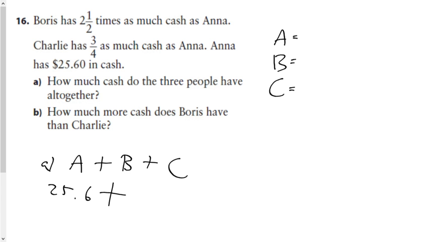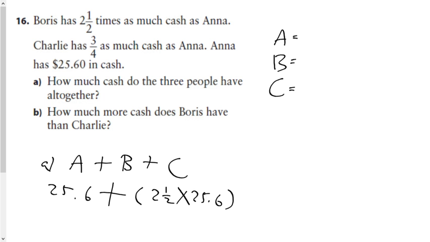What is an expression, and I'll put it in brackets here, that we can make to represent how much money Boris has? What can we use for this? Yeah, right. 2.5 times as much as, or of, Anna's, which is 25.60. Does everyone agree with that expression?